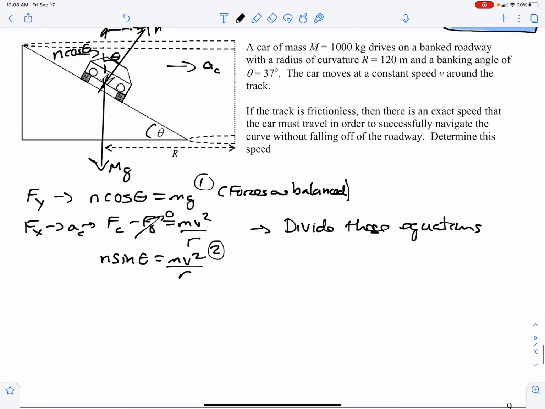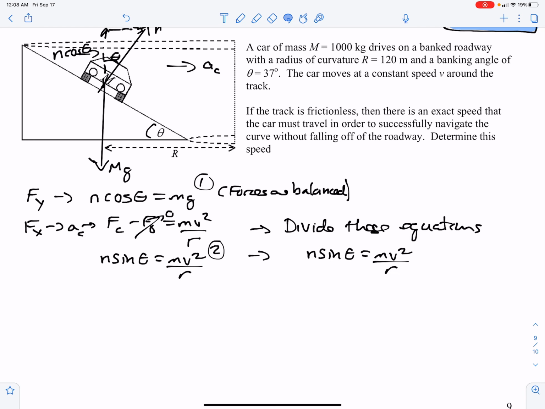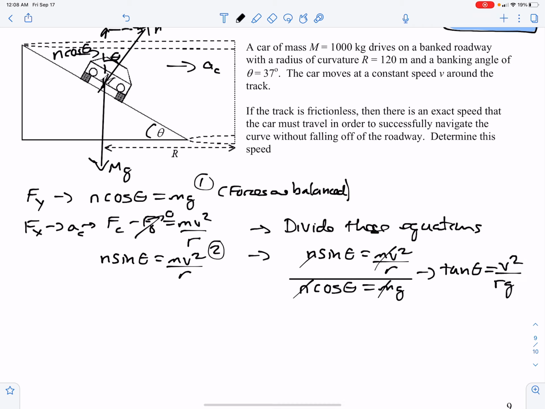I tend to like to make sure that cosine is on the bottom because sine over cosine is tangent. So I'm going to put equation 2, write that first. And I'm going to divide equation 2 completely by equation 1. Just like that. You'll see normal force cancels again, mass cancels again, and we end up with tangent of theta equals v squared over rg.